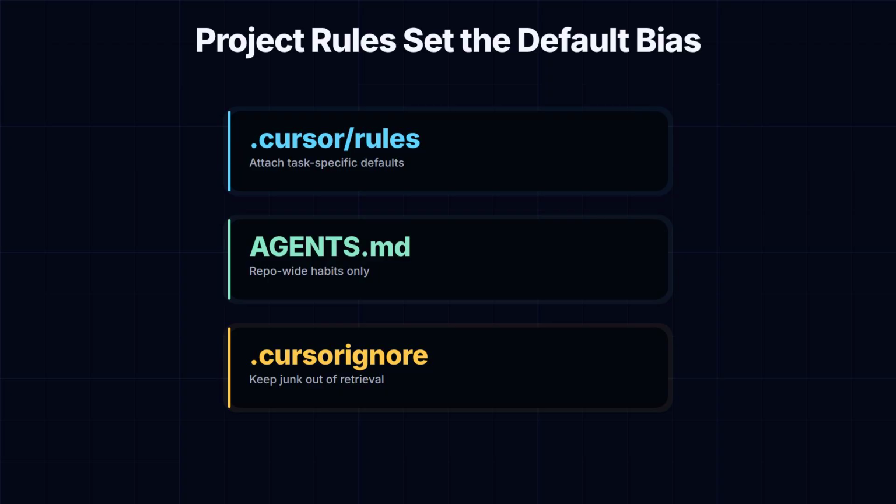The important Cursor-specific point is that these rules are not abstract philosophy. They bias the agent before search and retrieval start. If the repo says generated clients are off limits, checkout bugs usually live under 2 folders, and verification must run through one test command, Cursor has a much better default search posture before you type another word.